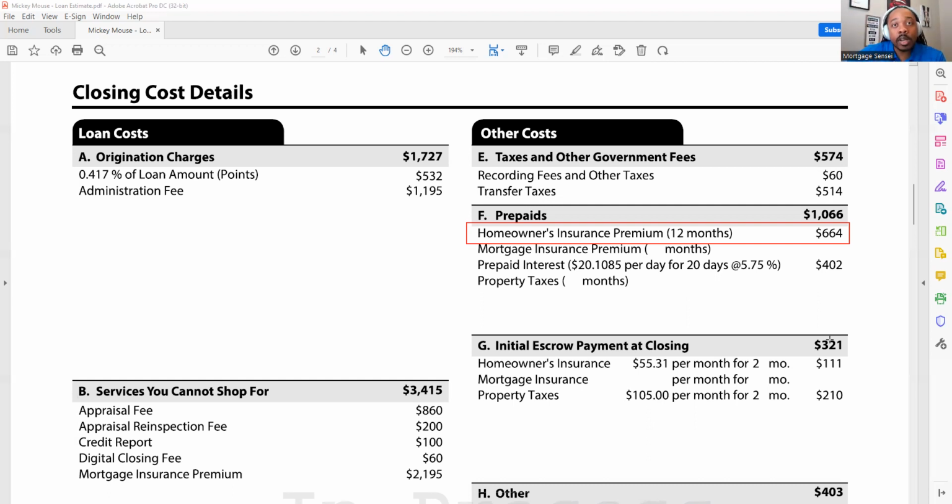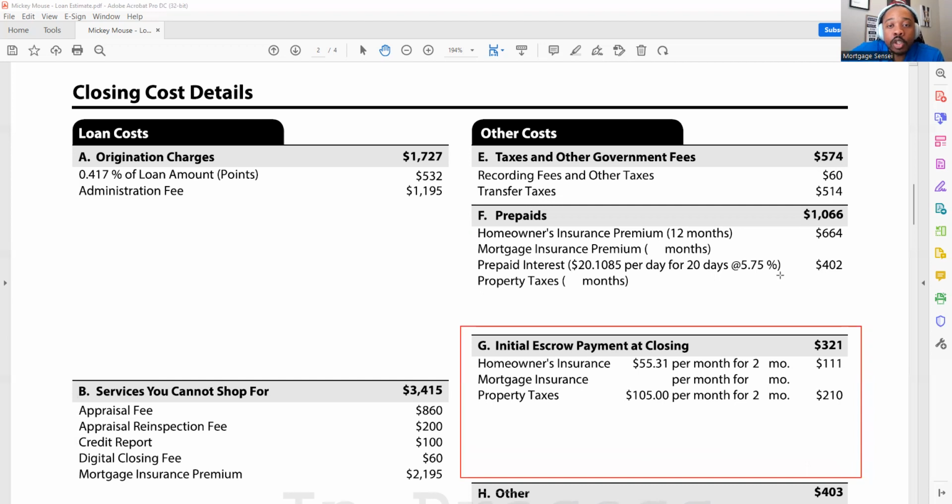But you gotta start it up front. So that's what's happening here. Below that, you have section or box G. Box G has to do with, as you can see, the initial escrow payments at closing, meaning that this is how much money you need to put into the escrow account so that when the taxes and insurance are due in the future, we're ready to go.